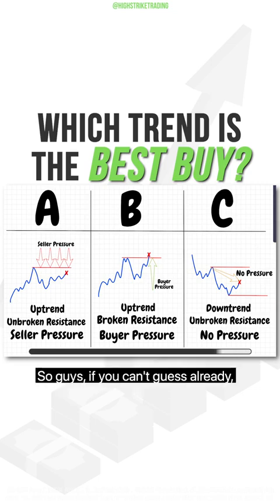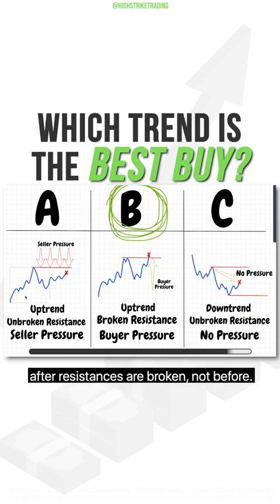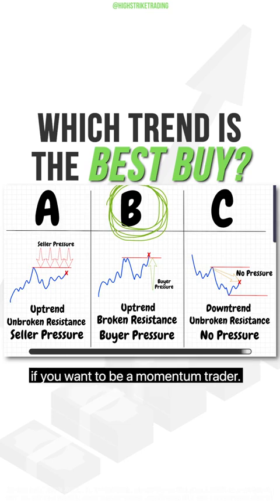So guys, as you guessed already, the best buy is B: buying into uptrends with buyer pressure after resistances are broken, not before. Hopefully this was helpful. This is the basic premise behind a momentum trade, the exact fundamentals of what you need to be studying if you want to be a momentum trader. This is it right here, guys.